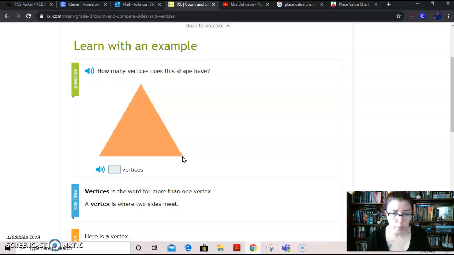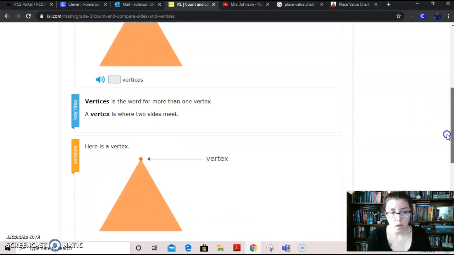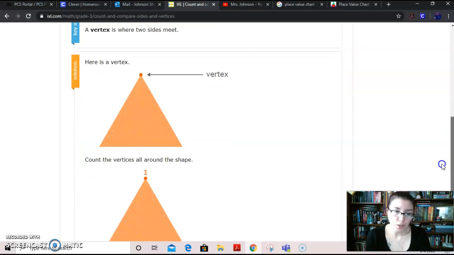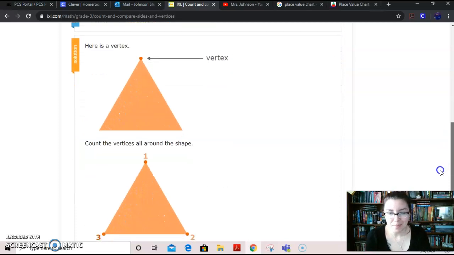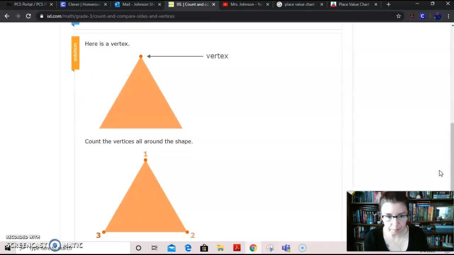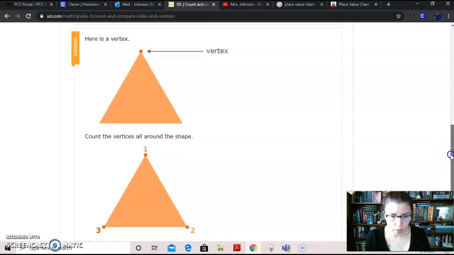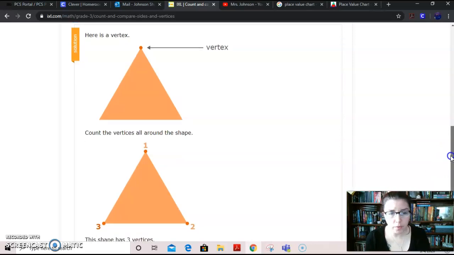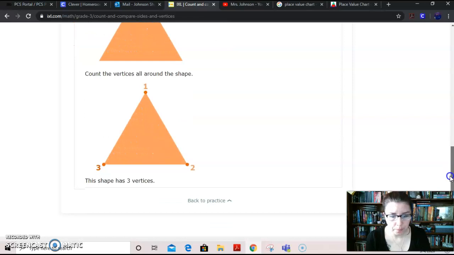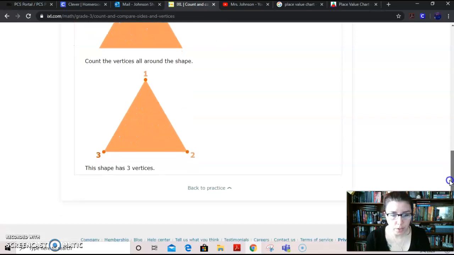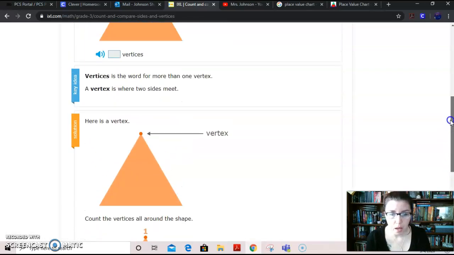Well, these two sides meet here, so there's one. These two sides meet here, there's another, and there's another. So we would say it has 3 vertices, okay? They show it to you step by step like this. I love that. They're showing you that vertex right there. Count all the vertices all around the shape. There you go. The shape has 3 vertices.